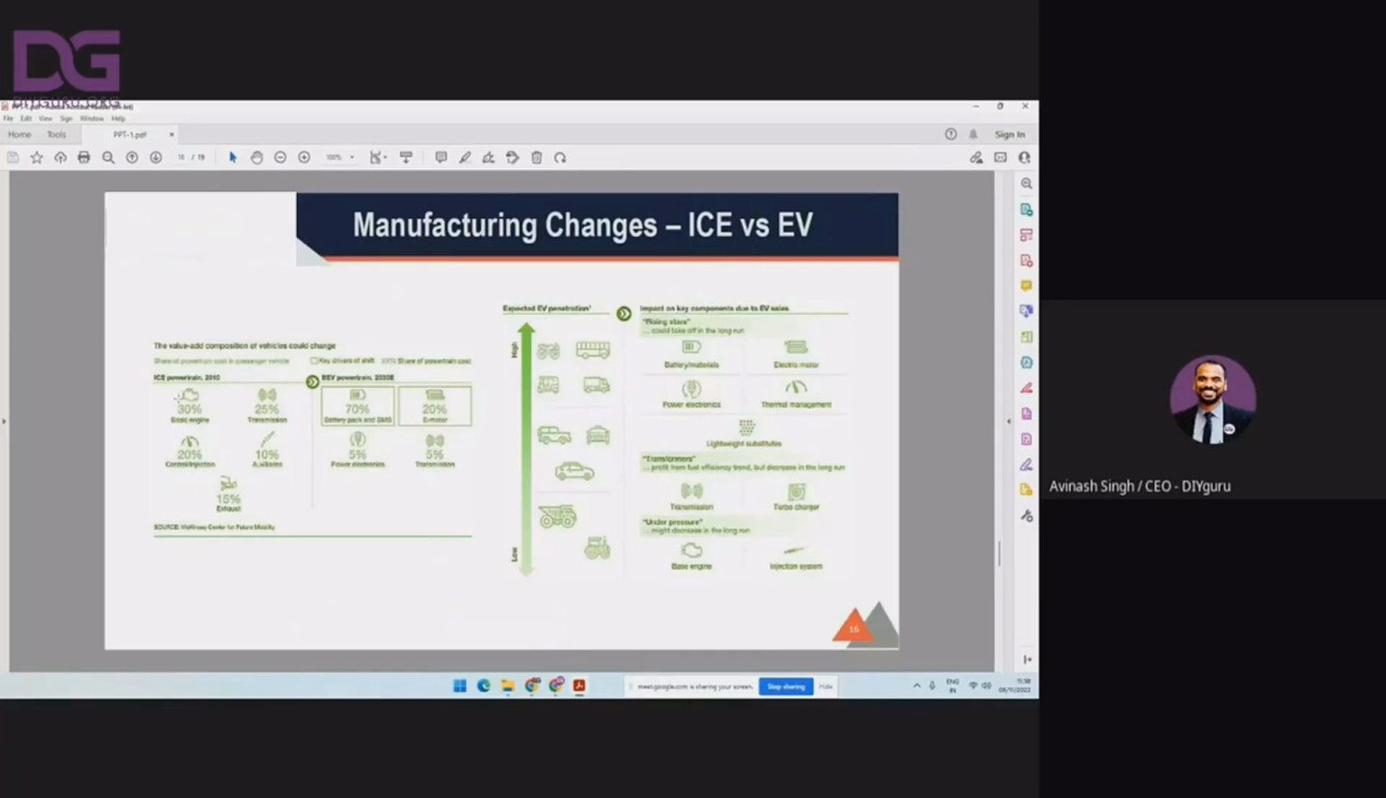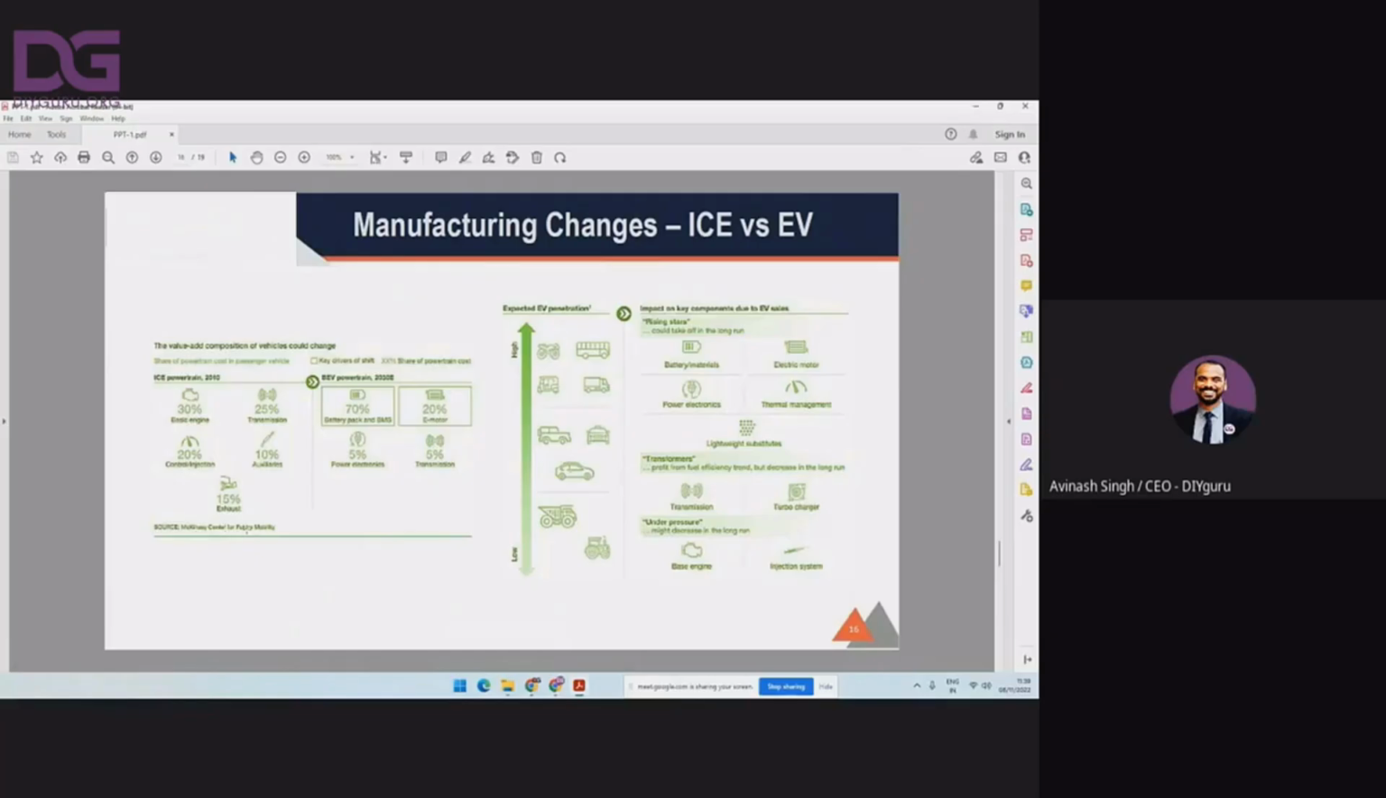As far as the manufacturing changes from IC to EV is considered, these are some of the share of powertrain cost that is going to be there. In case of IC powertrain, almost 30% was attributed to basic engine. Transmission would cost almost around 25% of the total cost. Control injection, auxiliary, exhaust, and all that. Right here, in case of battery electric vehicles, we are looking at a complete shift. Almost 70% of this is being utilized.